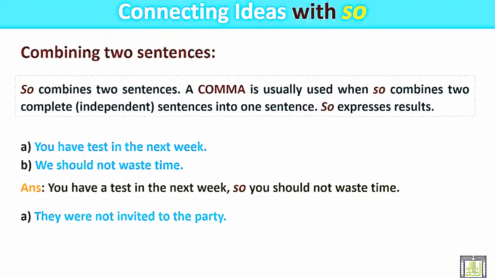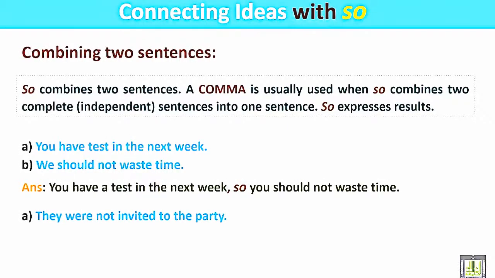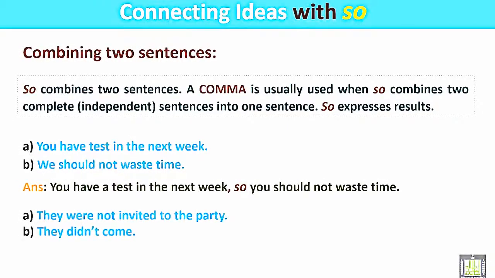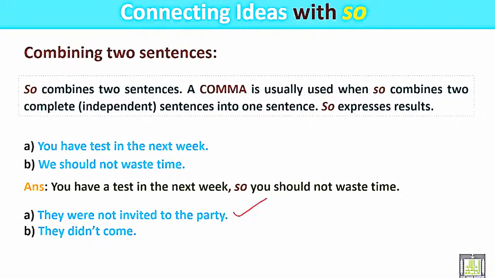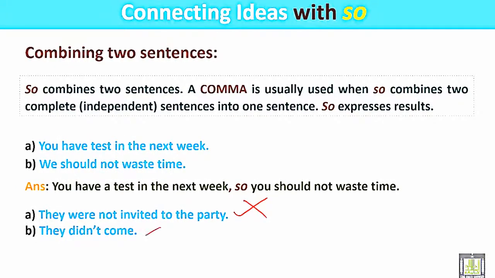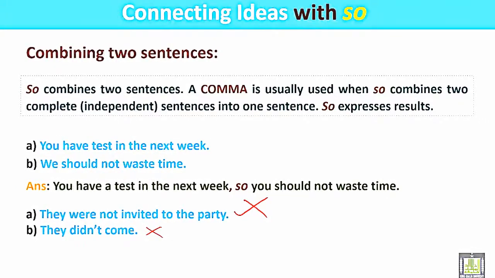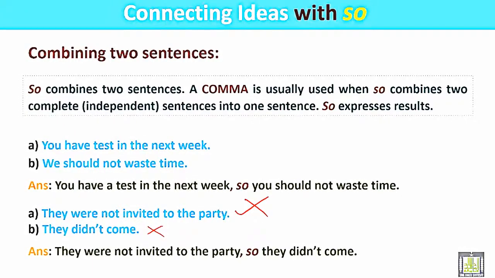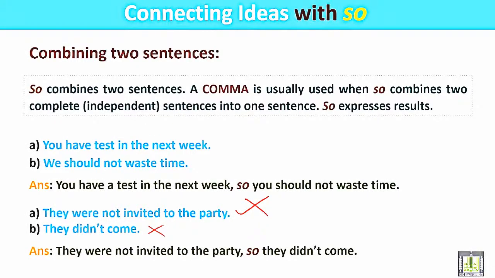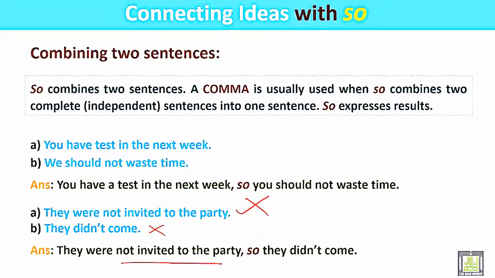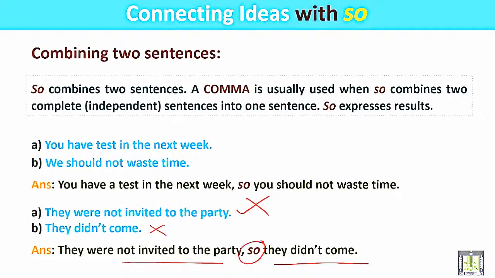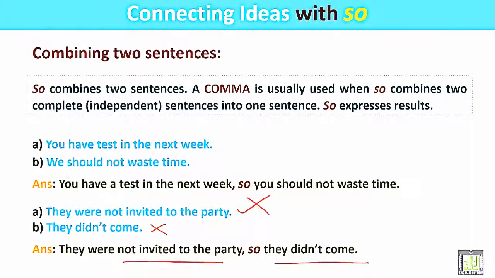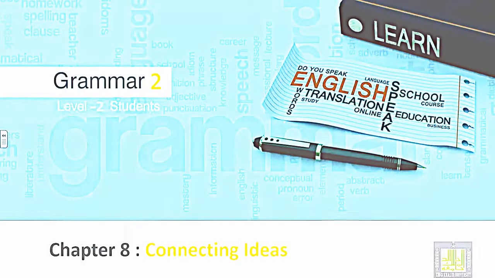Let's see another example. They were not invited to the party. They didn't come. The first one is negative and the second one is also negative. These two sentences are joined by so and the answer is: they were not invited to the party, so they didn't come. Both negative sentences are joined by so and we should not forget to put a comma before so.